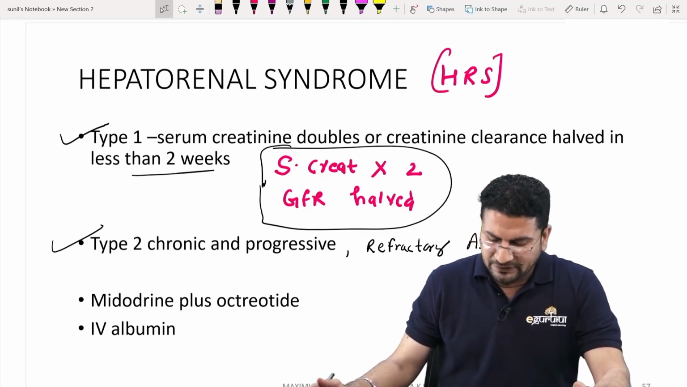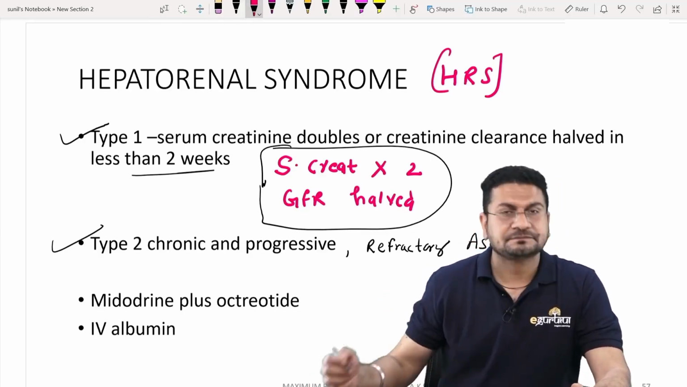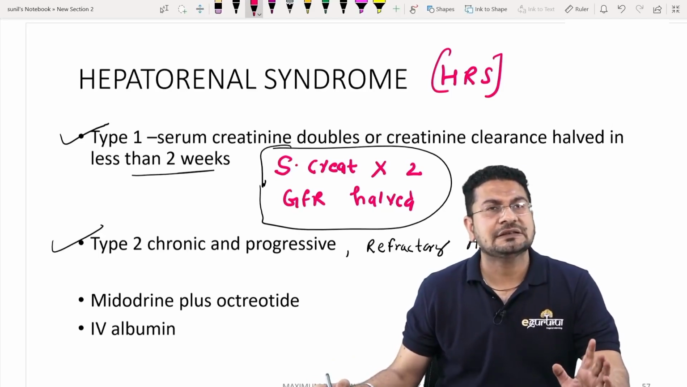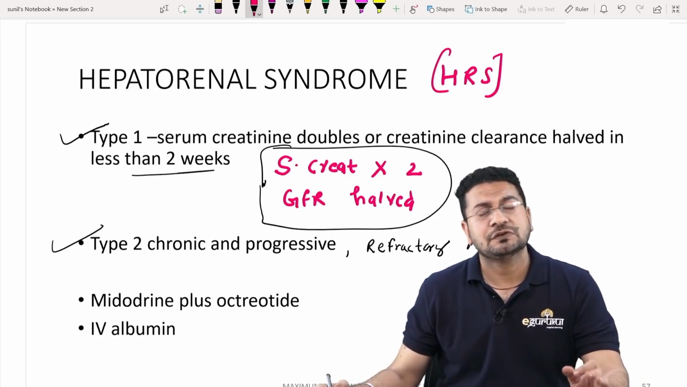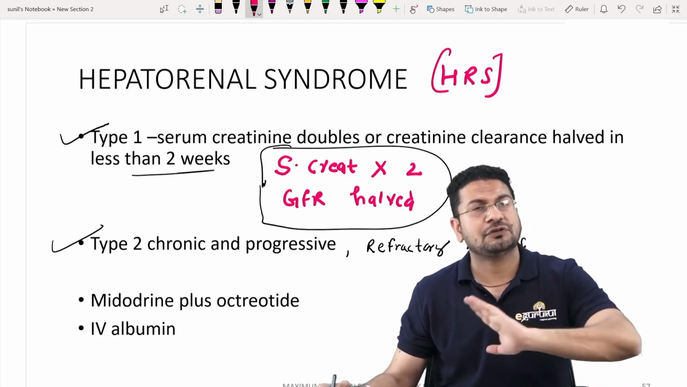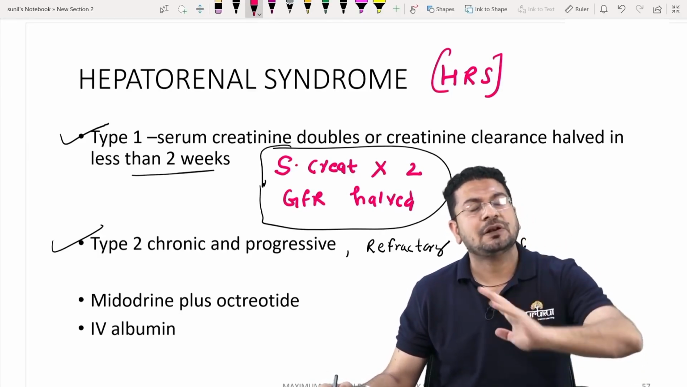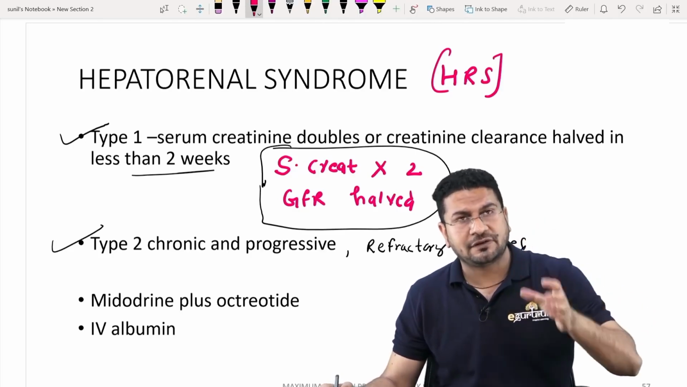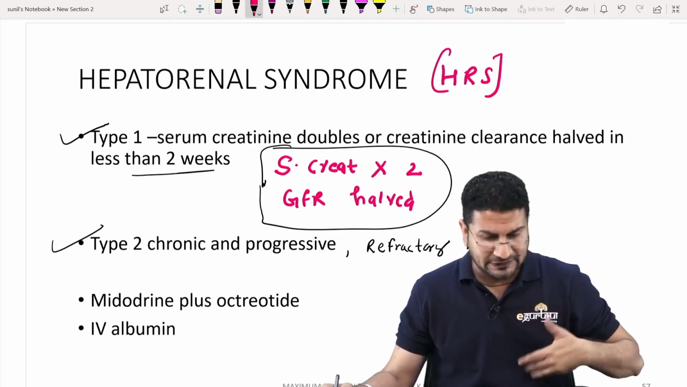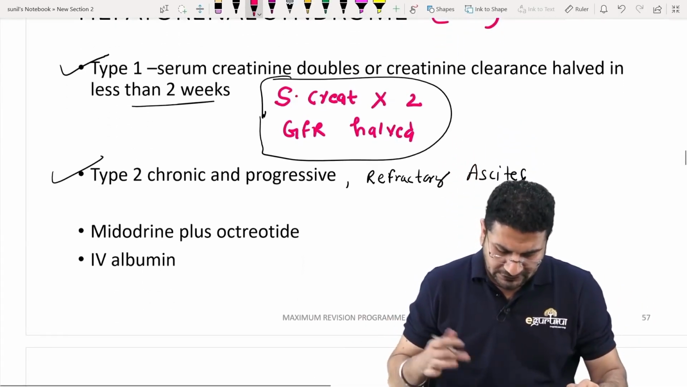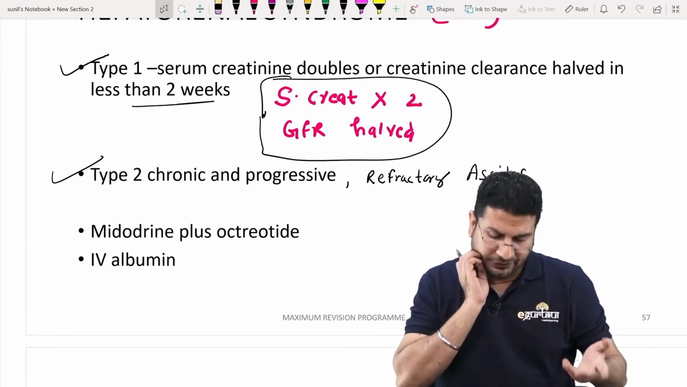So understand this. What is the meaning of refractory ascites? You have given 160 mg of furosemide and 400 mg of spironolactone, that is the optimal dose. You don't have to remember the dose. Just remember optimal dose, the highest possible dose you have tried, still the patient is having ascites. We call this refractory ascites. So in this case, sometimes we use midodrine, octreotide, IV albumin.